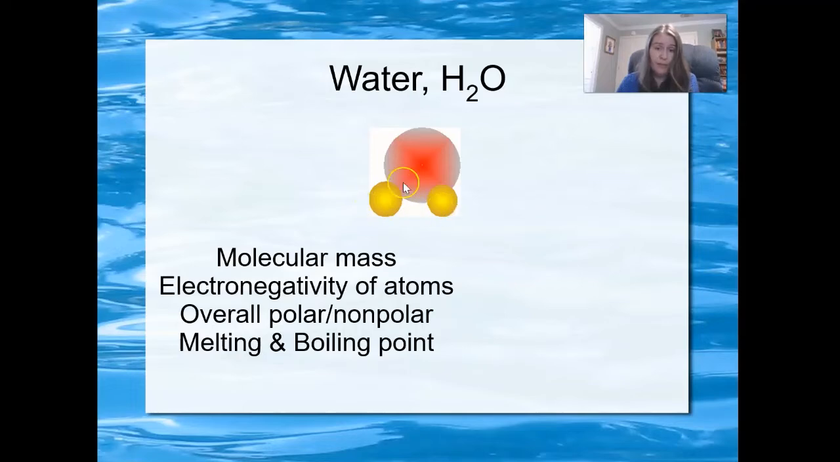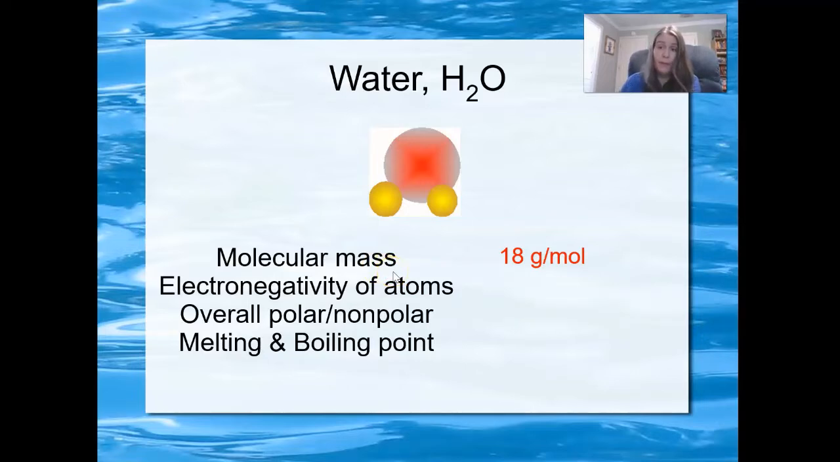The small hydrogens down here, the larger oxygen up here. You can remember that if we drew the Lewis dot structure of this, it would also have two lone pairs up here on the oxygen. So let's think about some things that we can know and figure out about water. For one, we can figure out the molar mass of water. It's about 18 grams per mole.